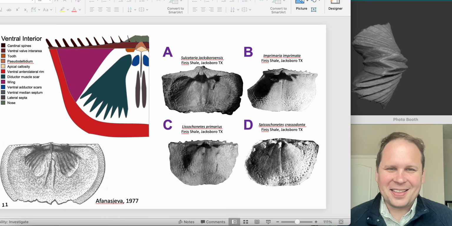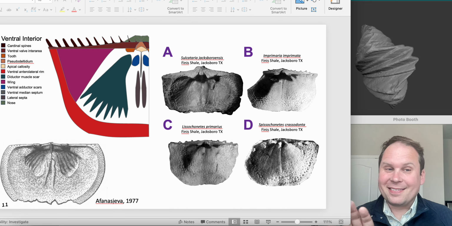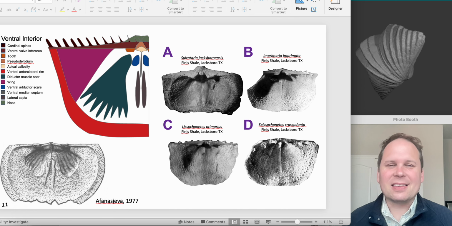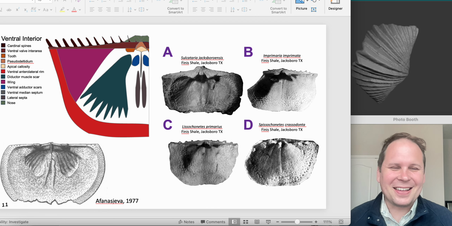All right, let's keep going on brachiopods. You've seen this one before, right? And you've seen this one before. That's fine. Brachiopods get familiar after a while, and I show some of the same slides.